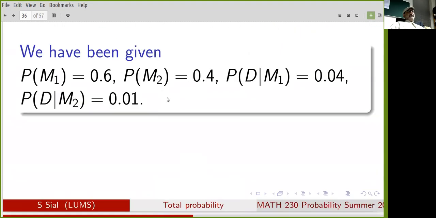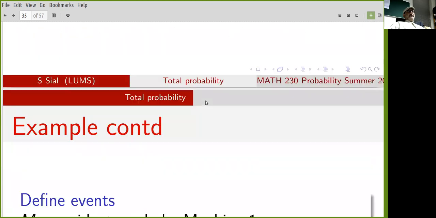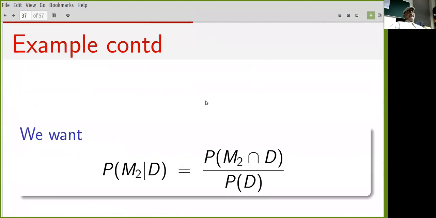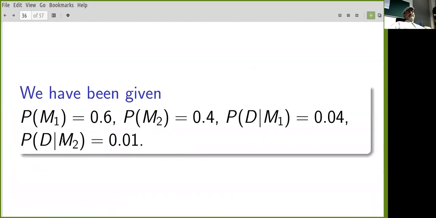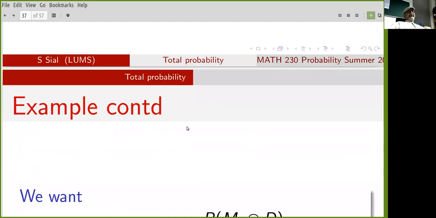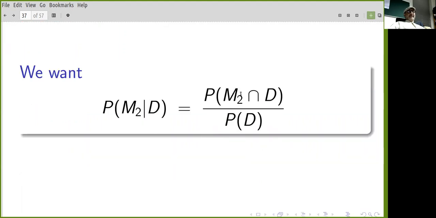Okay, what do we want? We want the probability of M2 given D. We have D given M2, but we don't have M2 given D. So by the definition of conditional probability, that's the probability of M2 intersection D divided by the probability of D.